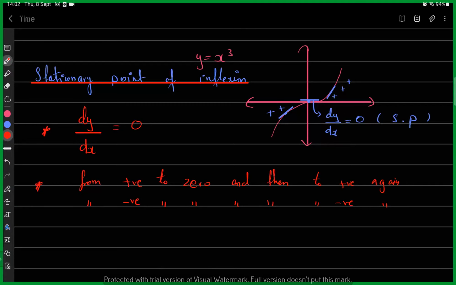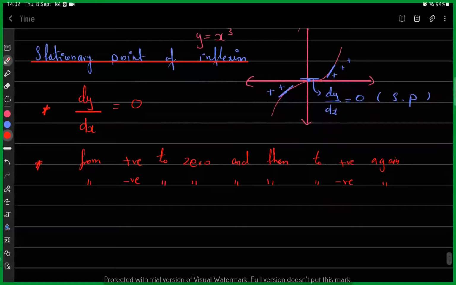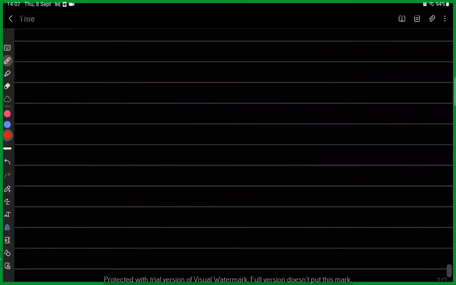So this is done and we are clear about it. Okay. So this was the very first thing in the next chapter, that is further differentiation. And we already know whenever a curve is increasing or decreasing. Let's talk about one question.